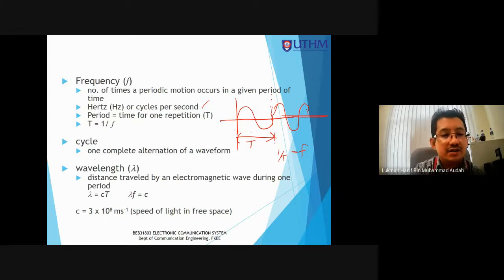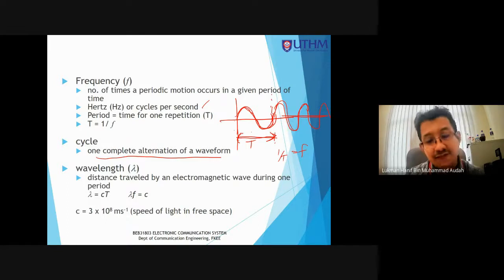Okay, cycle, one complete alternation of wave. Berapakah satu kitaran lengkap? Contoh sine wave tadi, satu kitaran lengkap, one cycle. And then second cycle, and then third cycle, and so on. Macam mana pula dengan wavelength, panjang gelombang? Distance traveled by the electromagnetic wave during one period. Dalam masa satu kitaran lengkap ini, okay, berapa jauh gelombang itu telah bergerak? Itu didefinisikan sebagai wavelength. Okay, how far the wave has traveled in one complete cycle.